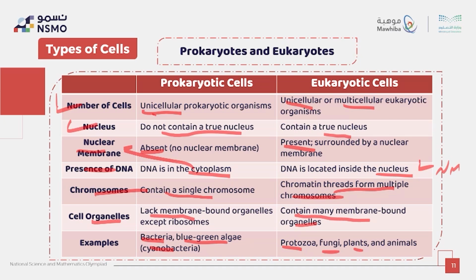We can say all the living organisms are eukaryota, except what? Two: archaebacteria and bacteria. That's it. So the table helps us clearly see how complexity increases from prokaryotic to eukaryotic cells.